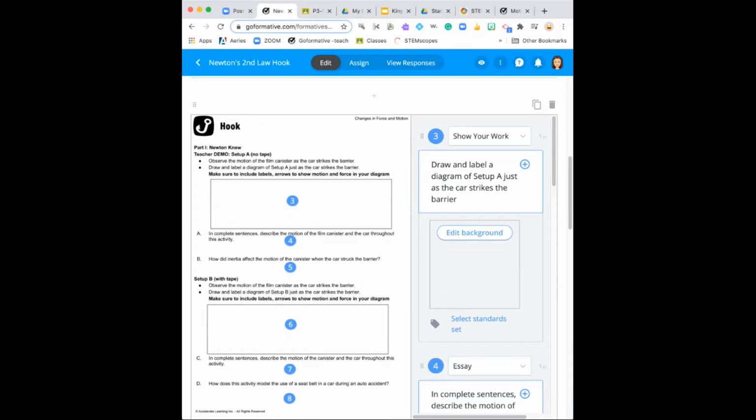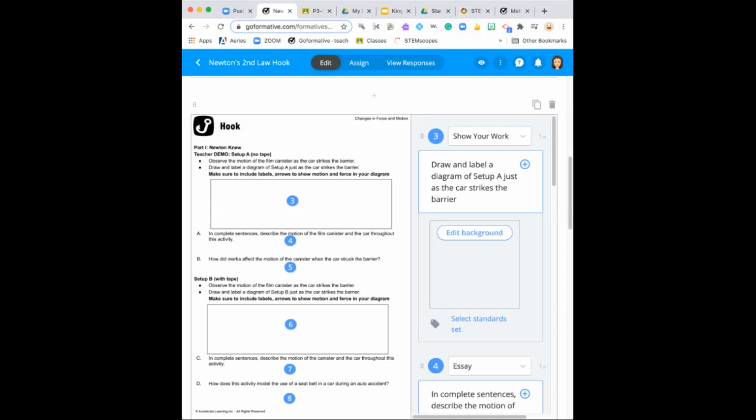Naomi, what would you say? The car and film canister hit the barrier, and then the film canister fell off the car. Okay, thank you. Alexander, what would you say? As the car went straight into the barrier, the canister fell off.